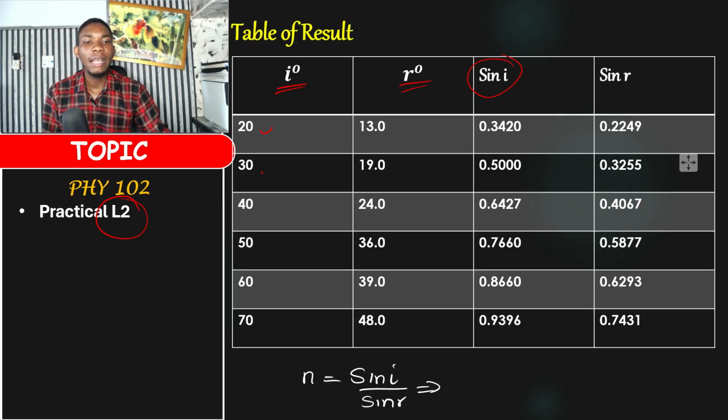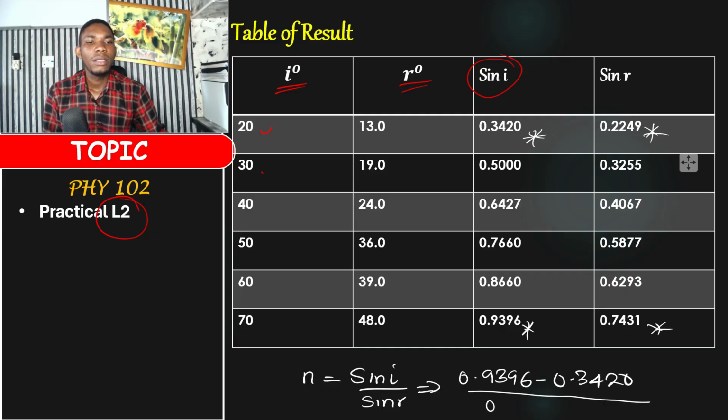So we have sine i, sine of the incidence. Take the first and last values, subtract them, and divide by the first and last values for this one. So that would be 0.9396 minus 0.3420 divided by 0.7431 minus 0.2249. Alright, when you subtract this with your calculator, it's going to give you a particular answer.